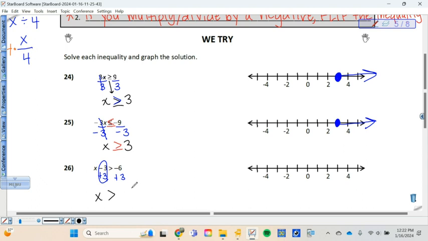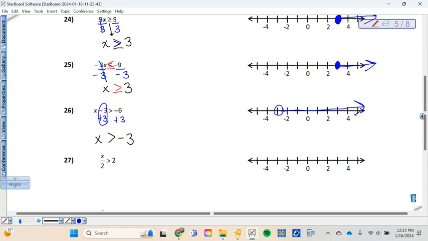-6 plus 3 is? -3. Okay, so I've got x is greater than -3. So where do I start my graph? -3. Open or closed? Open. And do I go left or do I go right? Which number is greater than -3? -4, -2? -2 is greater, right? I go to the right.